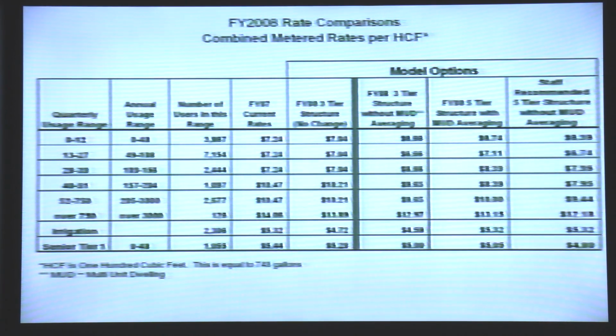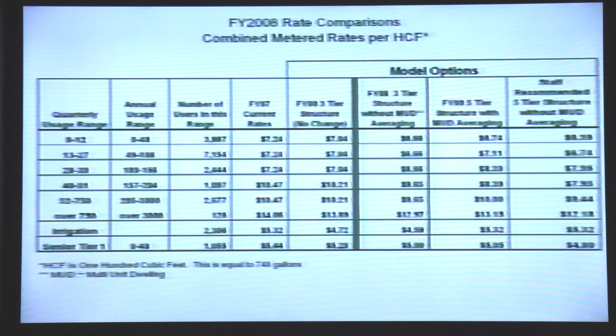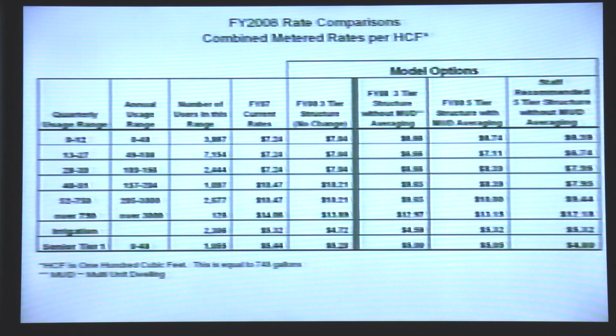And the senior tier 1 examples are the bottom tier, and I wrote senior tier 1 so you could see what it was, but that's essentially 0 to 12 units per quarter, which is the same as 0 to 48 per annual. And you have a rate of $4.80 for that particular tier. The senior discount is 25% across the entire consumption, not just particular to tier 1. And that's it.